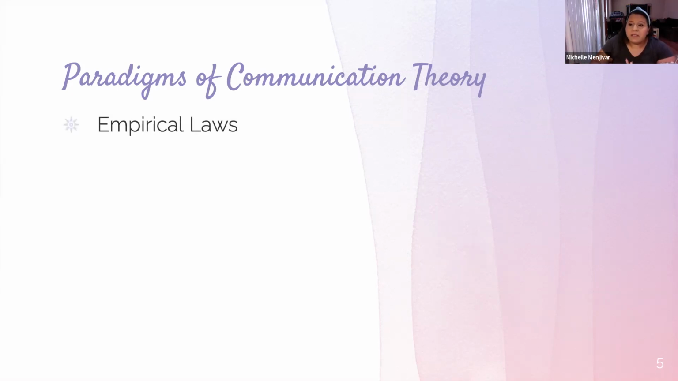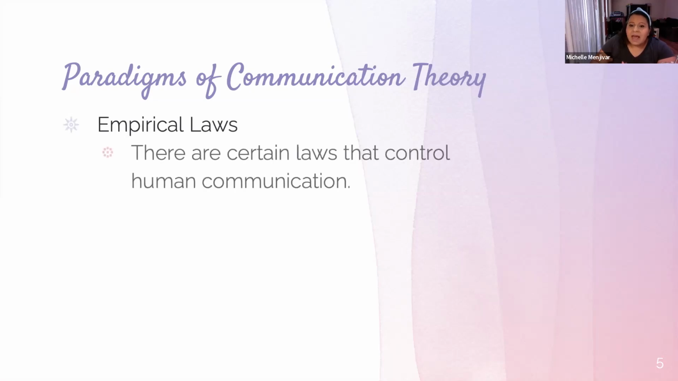So the first paradigm is empirical laws. Basically this paradigm says that there are certain laws that control every single human communication interaction. These are laws that we have to follow, that are never broken, that are 100% certain. Not 100% certain, but more certain than not. And they basically predict future behavior.